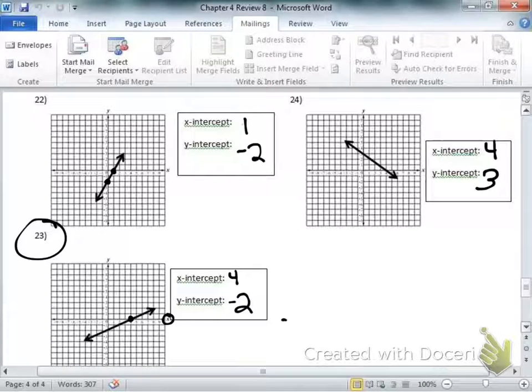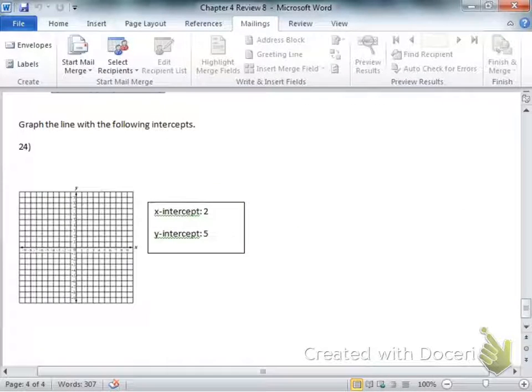All right, there's one more on this section. X-intercept of 2. So how do I graph a line with an x-intercept of 2? Put an X on the X one. Okay, so I put a point on the 2 on the x-axis, put a point on the 5 on the y-axis, connect them, arrows on the ends. Good.